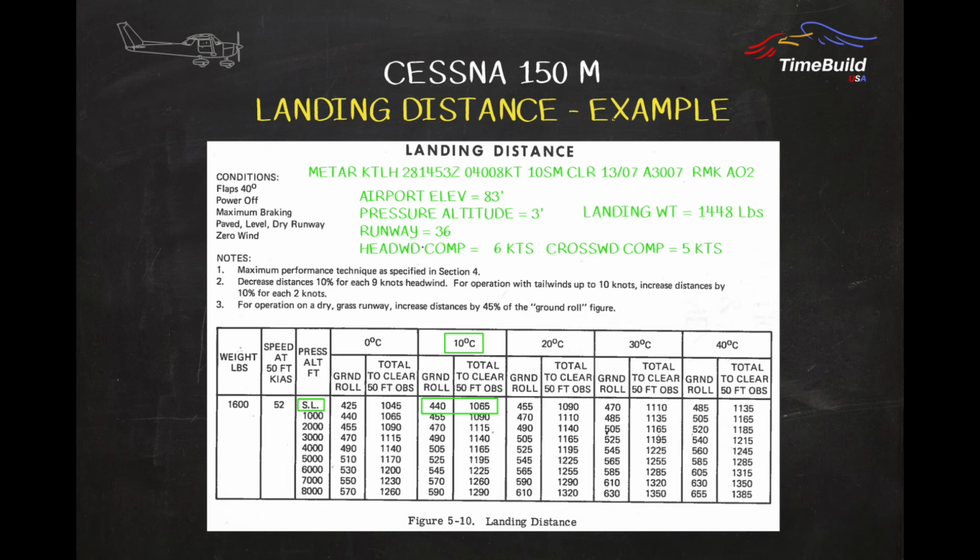To determine the landing distance, enter the chart with the computed pressure altitude, which in our case is sea level. Move straight across to the column closest to the outside air temperature, which in our case is 10 degrees Celsius. Note the ground roll and total to clear 50-foot obstacle of 440 feet and 1,065 feet respectively.